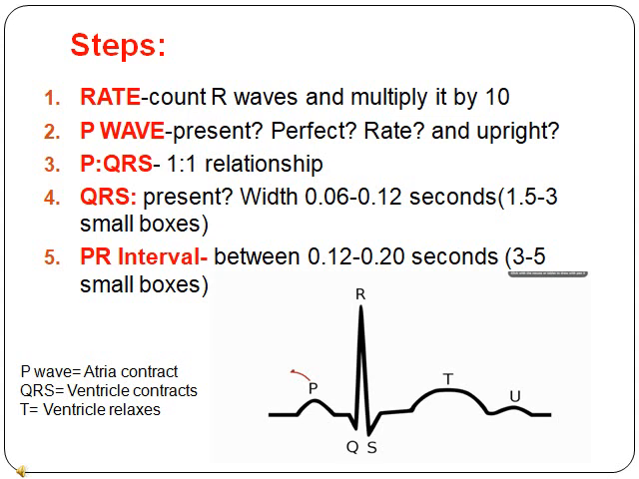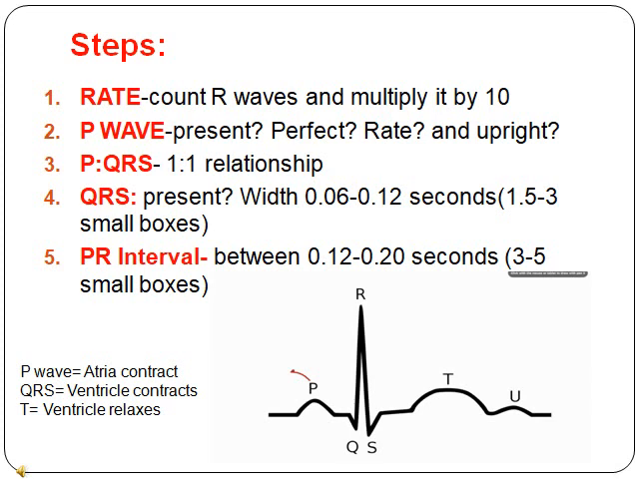The third step is P:QRS, because there's a colon in between. Just think of 1-to-1 with a colon in between. You want to see that there's a 1-to-1 relationship, so for every P there is a QRS, etc. Number 4 is QRS. You want to see if it's present, obviously, and you want to see the width.